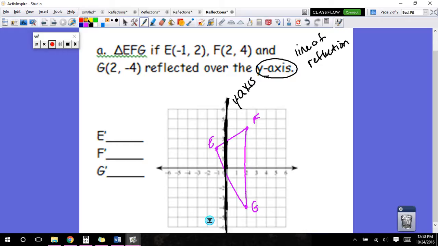So everything that's on one side of the line of reflection is going to move to the other. And everything that's on the other side is going to move to the opposite. So I'm going to start with F. I'm going to go over 1, 2. I counted 2 boxes to get to my line of reflection, so it's going to be the same distance away. So I'm going to count 2 boxes again. 1, 2. So here is F prime, which is -2, 4.